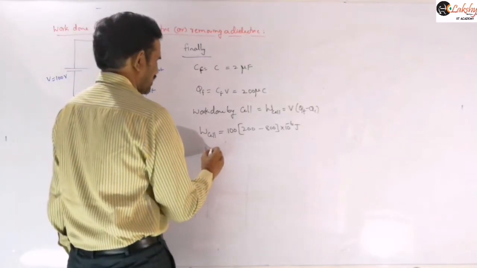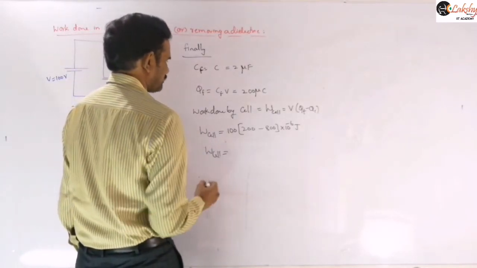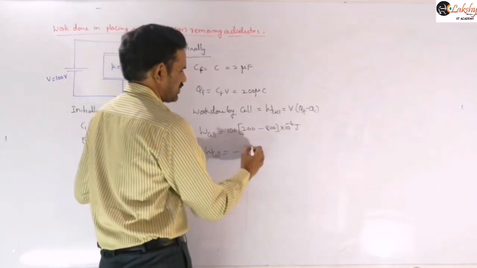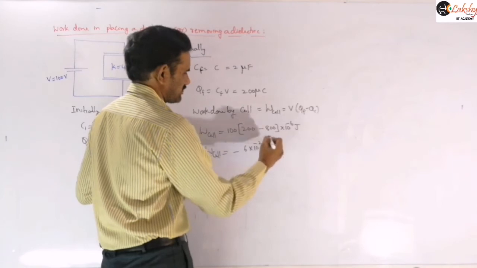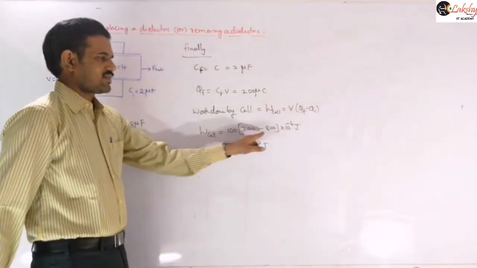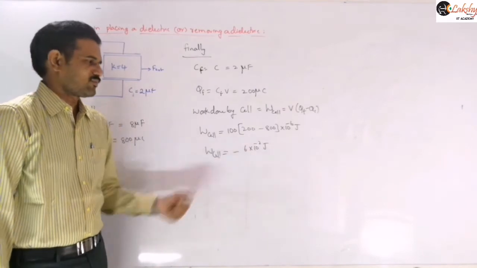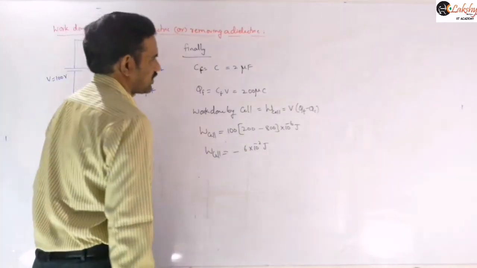And so that this value I can write this as minus 6 into 10 power minus 2 joules, right? That means here 600 and into this 10 square you will get, so that is 10 power 4 you will get, so 10 power minus 2 joules. That is work done by the cell.